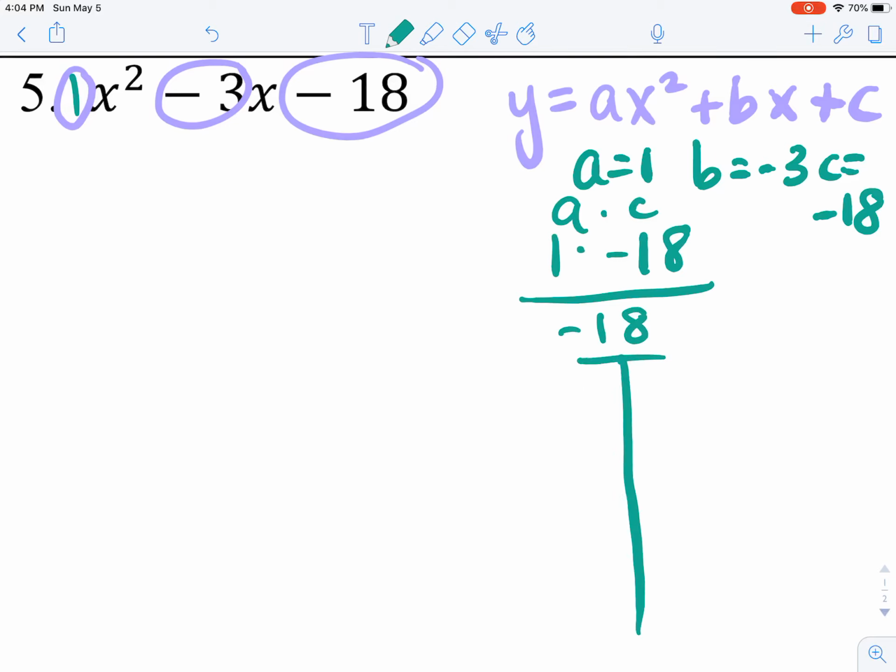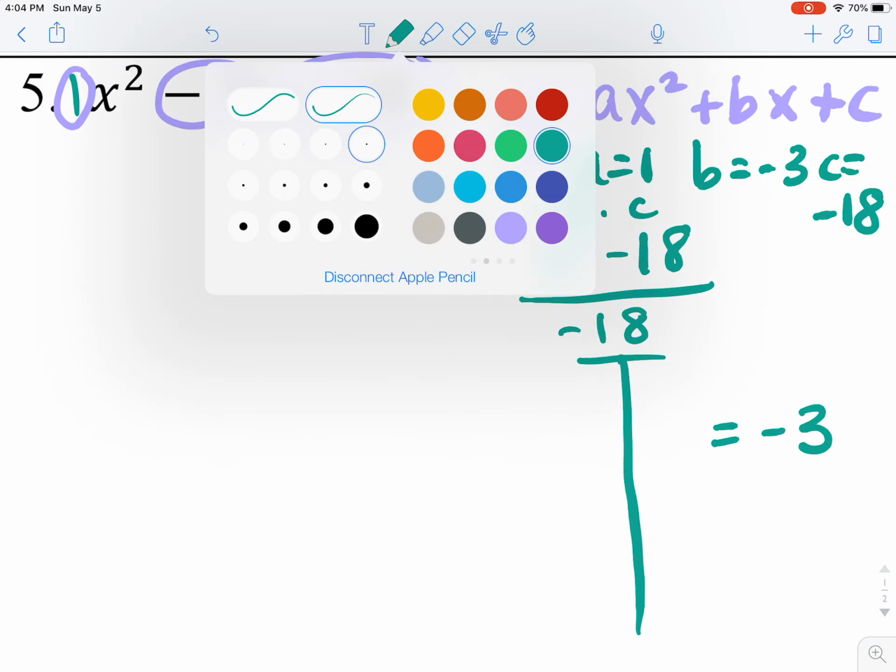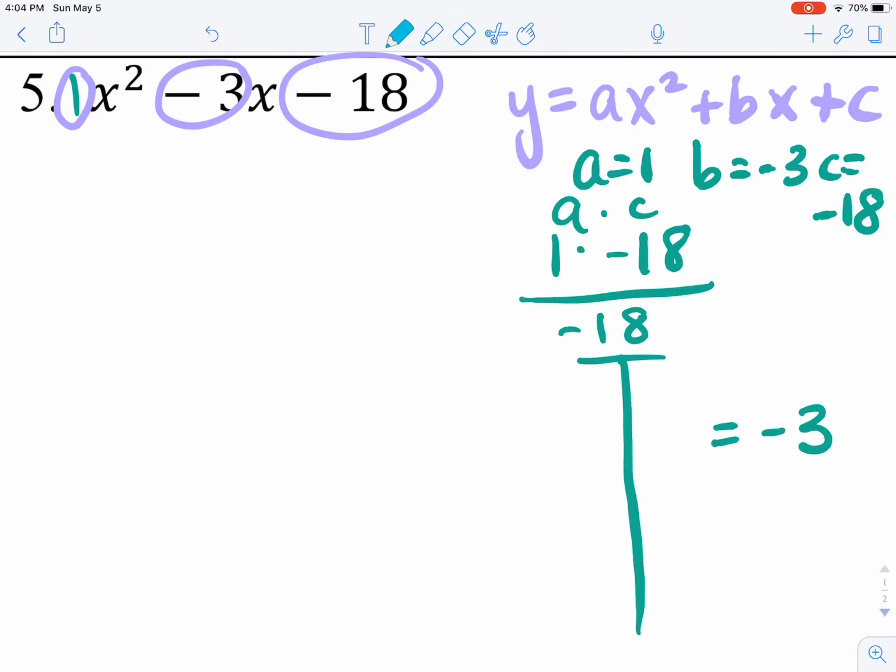If I take my -18 and I look for two numbers that multiply to make -18, I want to make sure that they're going to add to b. Now b is -3. So let's run through all the factors of 18, not worrying about positives and negatives yet, and we'll worry about them after. 1 times 18, 2 times 9, 3 times 6, and that's really it.